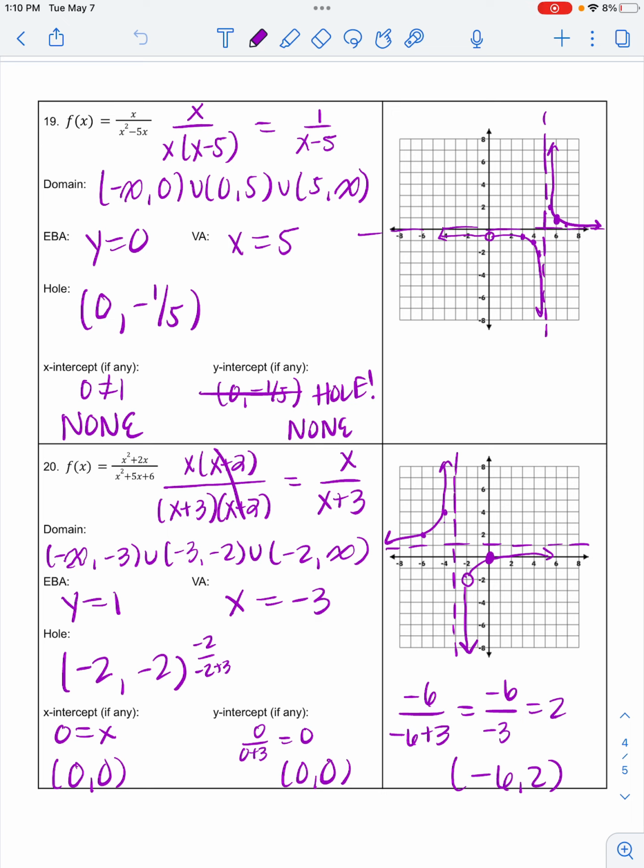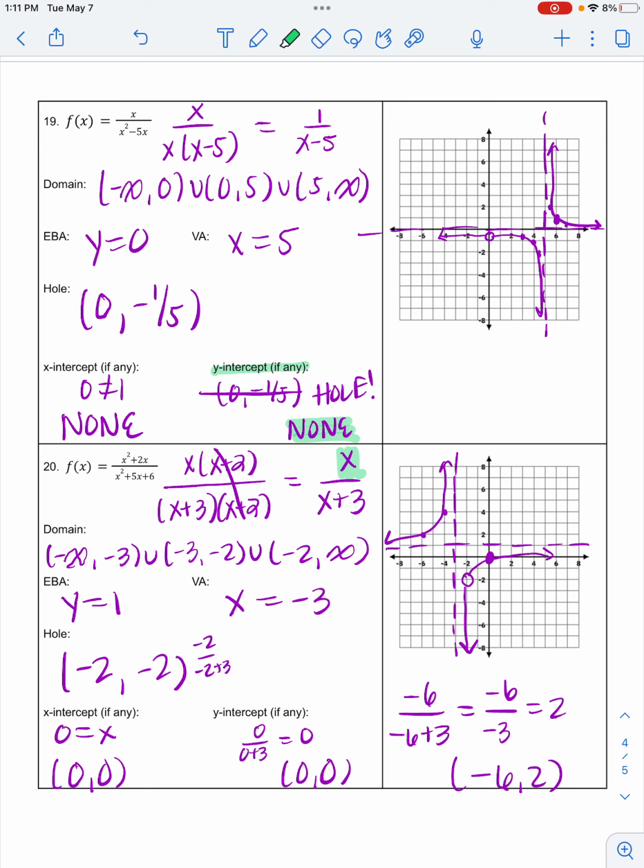19 is hopefully pretty straightforward. The only thing that you should be careful of is that the y-intercept, if you calculated it, actually ended up being the hole. So you won't have any because it's going to be a hole. And then in number 20, you might have struggled to graph it because you're left with that x in the numerator, and typically we haven't seen an x in the numerator before.